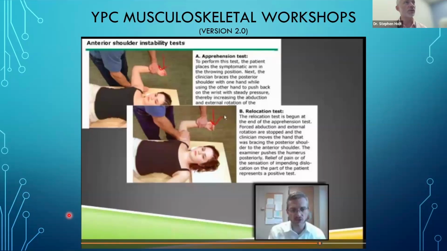OSCE, by the way, for those who don't know that term, is an objective structured clinical examination. It's a well-validated instrument for promoting the acquisition of medical skills, and other skills for that matter.